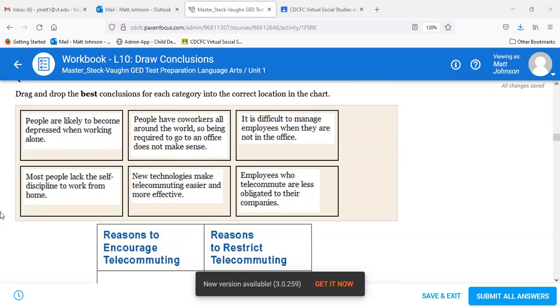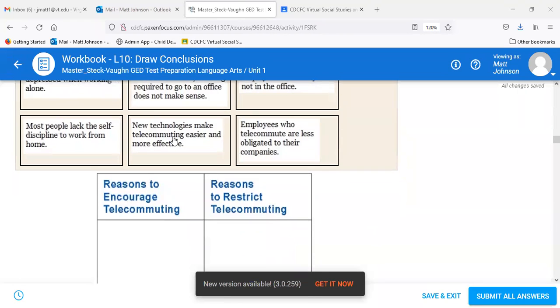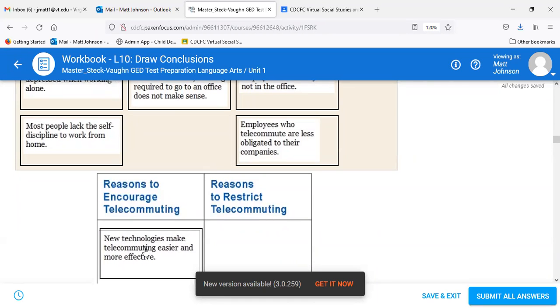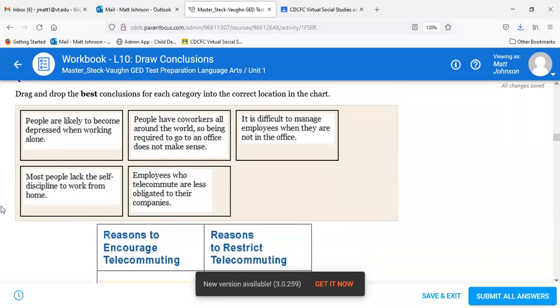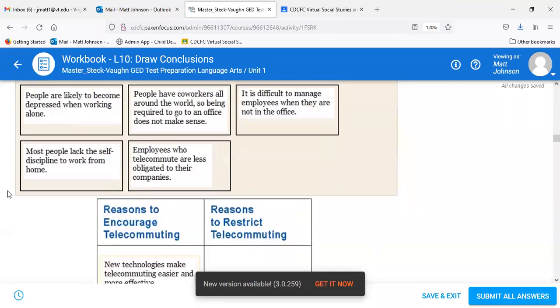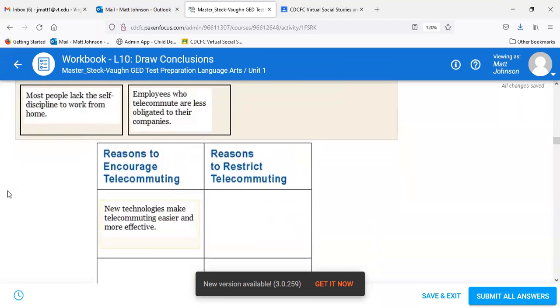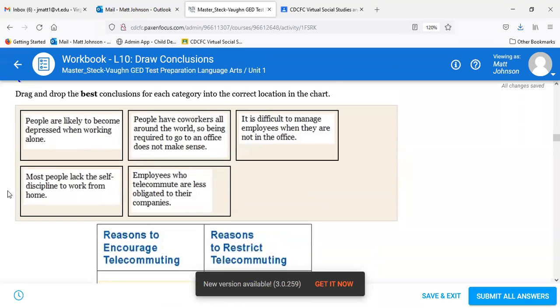Any choices? New technologies make telecommuting easier and more effective. Yeah, right. So better technology makes it easier. And what will be another one? We just need one more here. How about this block? Well, it looks good. What's a good reason to encourage it?